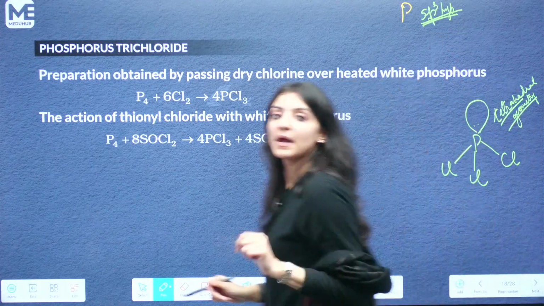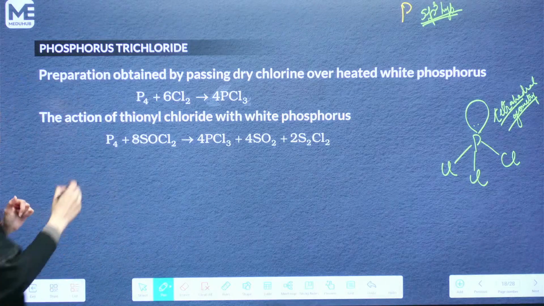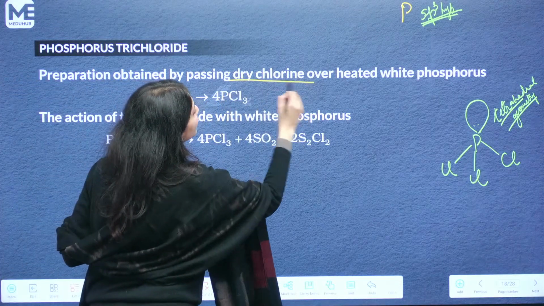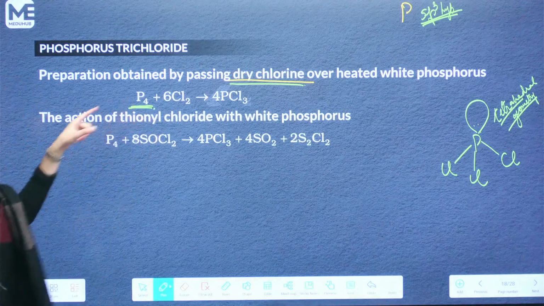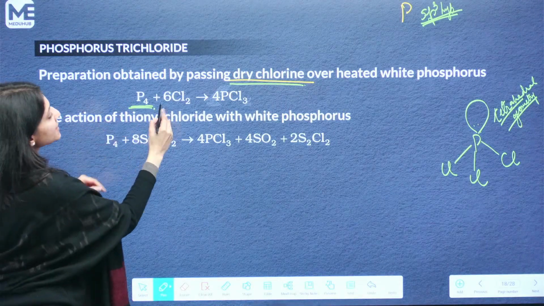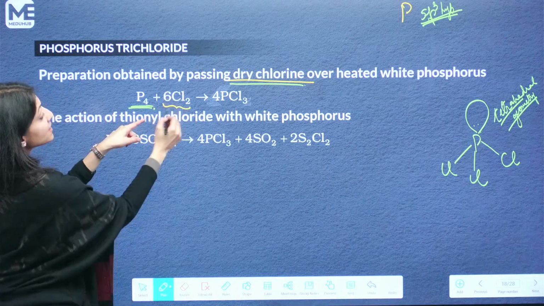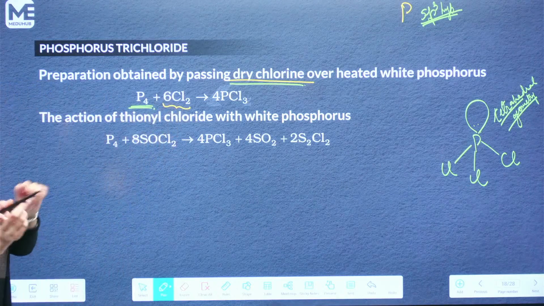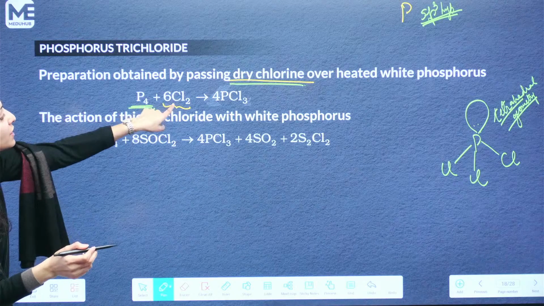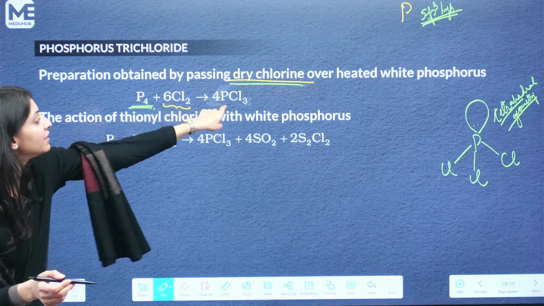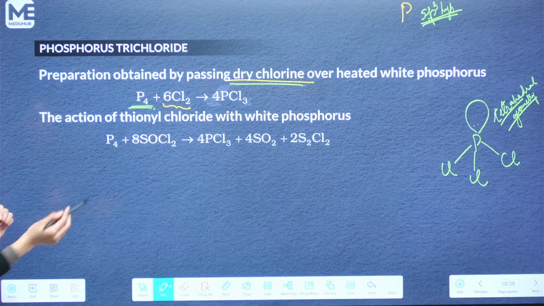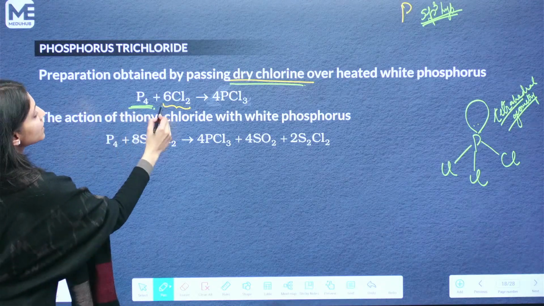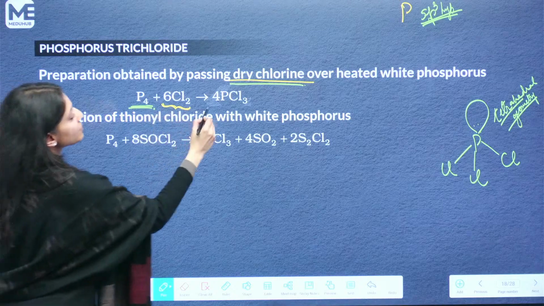Now how do you prepare PCl3? One is by passing dry chlorine over heated white phosphorus. So P4 plus 6Cl2. This 6 is very important because when we see PCl5, we'll see 6 molecules of Cl2 give PCl3, but if we have excess of chlorine gas, then it gives PCl5. So white phosphorus with Cl2 gives PCl3.